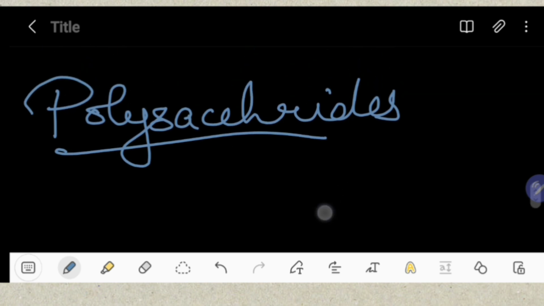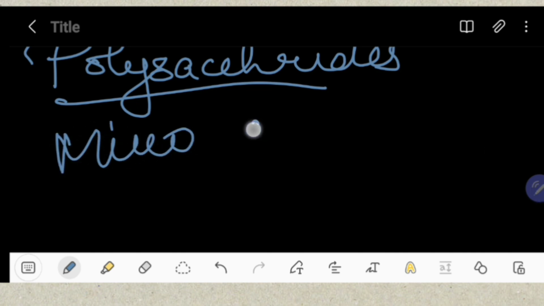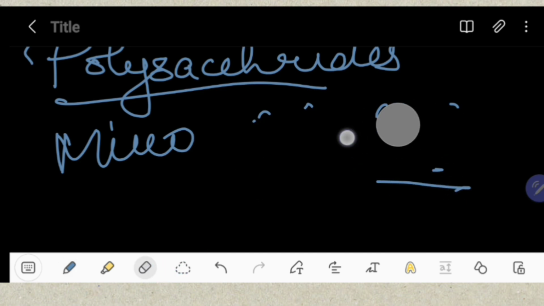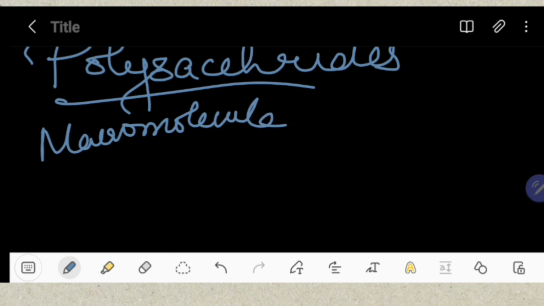Okay. So polysaccharides. Is it a micro or a macro molecule? I thought it is a macromolecule. It is a macromolecule, isn't it? So polysaccharides are macromolecules. When you talk about protein also, just use the word macromolecule. When you talk about DNA and RNA also, use the word macromolecule.